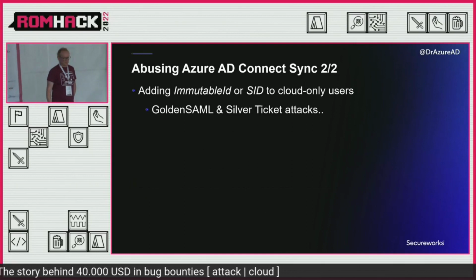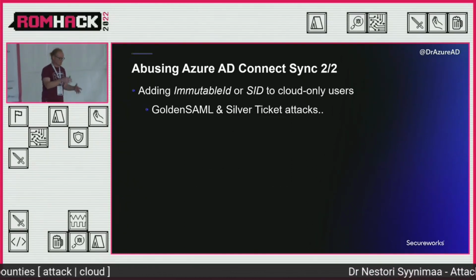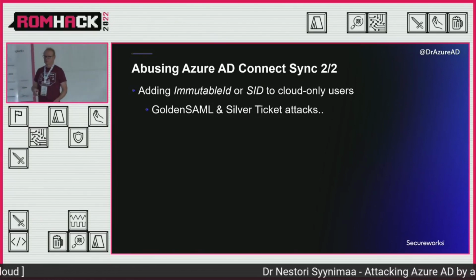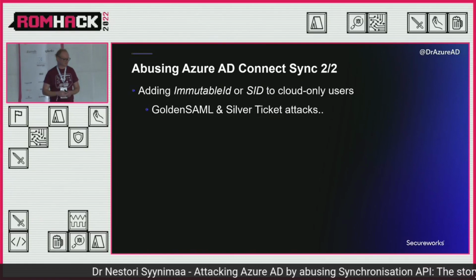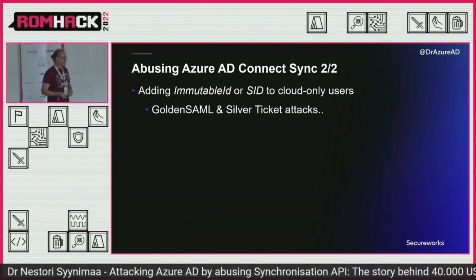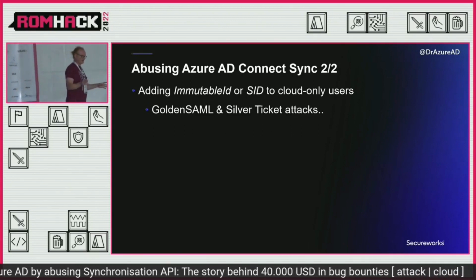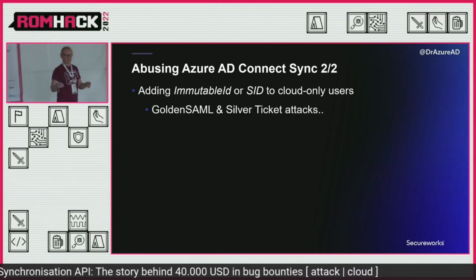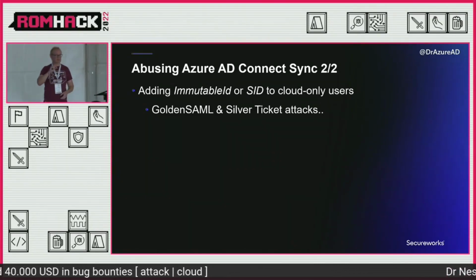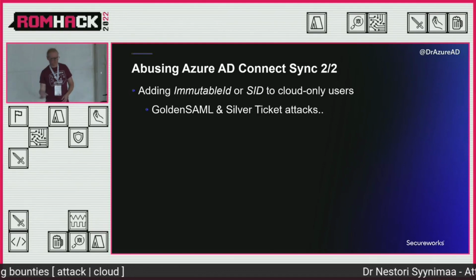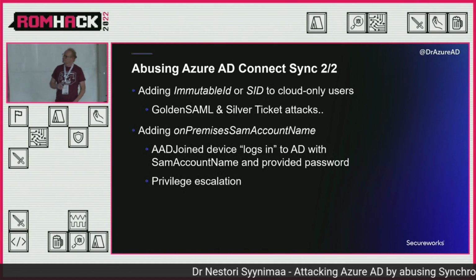And also, what else could we do? We could add immutable IDs or seeds to cloud-only users, which means that you could then use those users for golden SAML or silver ticket attacks. So you could log in as them. You don't need to delete them. You don't need to reset their password. You could log in as them if you just add that immutable ID to users and use that immutable ID in the golden SAML tickets. But that's another story.